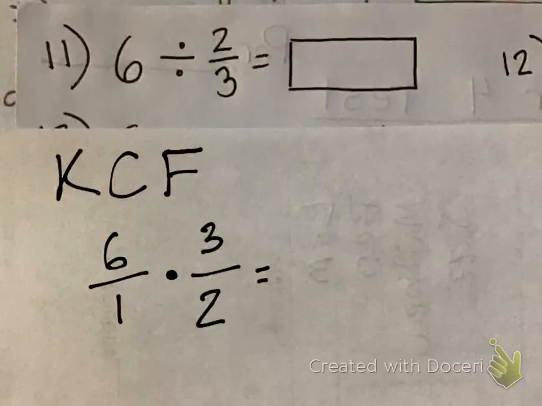What is 6 times 3? Actually, we could cross cancel if we wanted. Let's cross cancel. We get 1 and we get 3. What's 3 times 3? 9 over 1 is just 9.